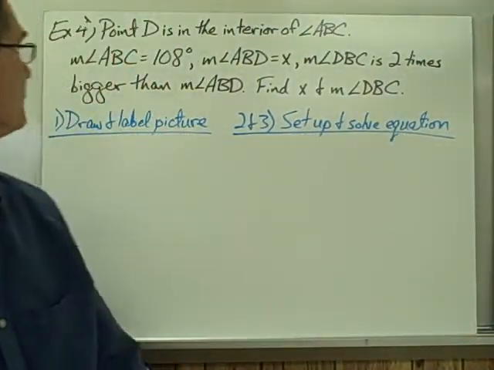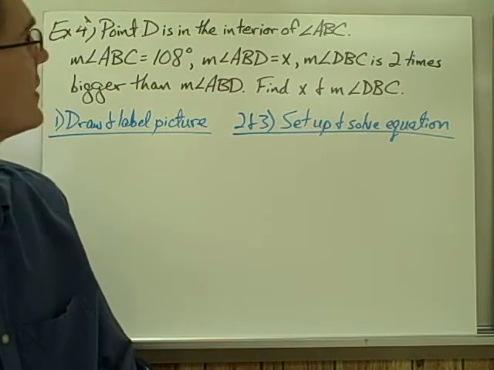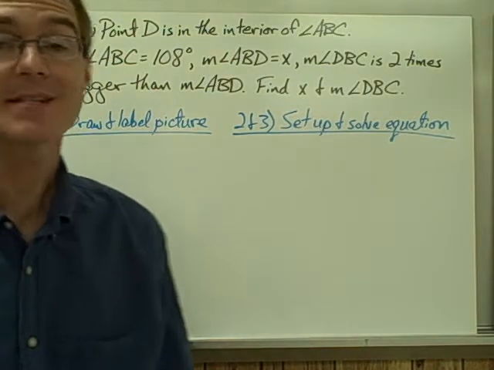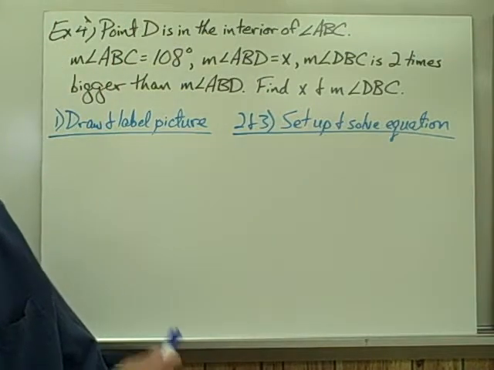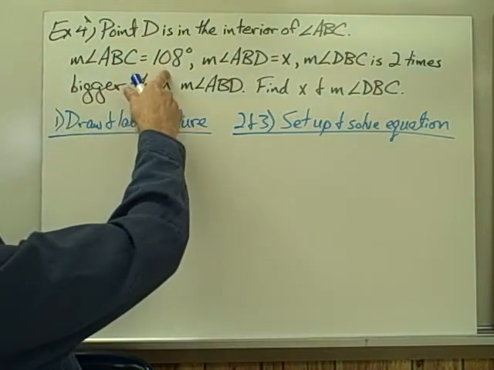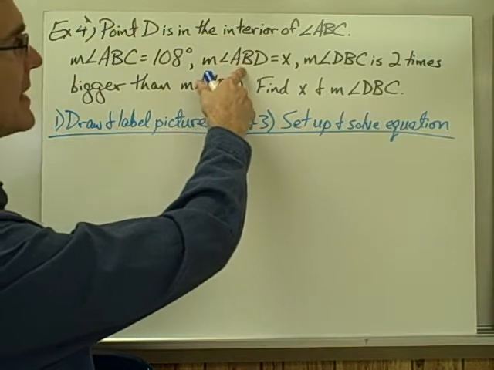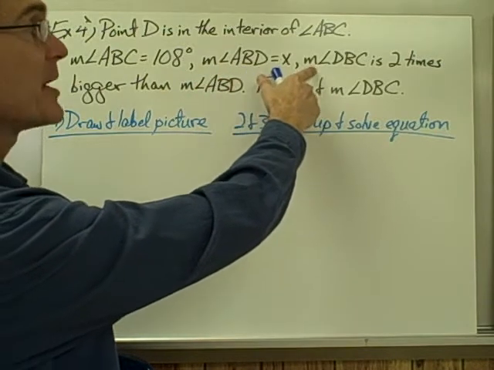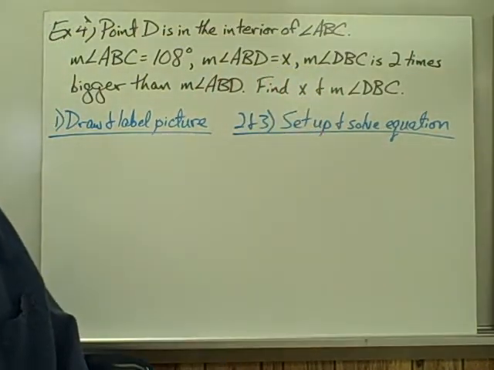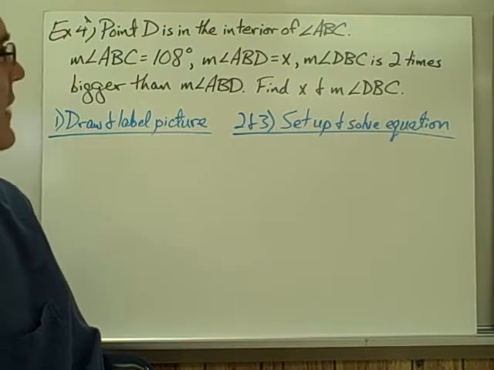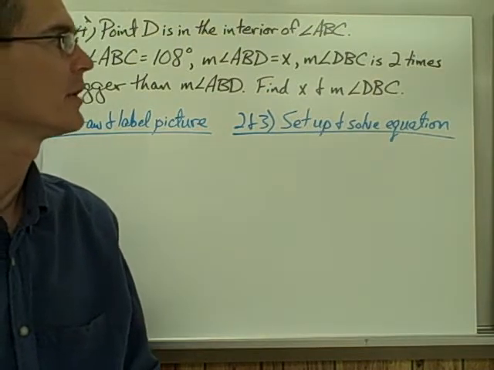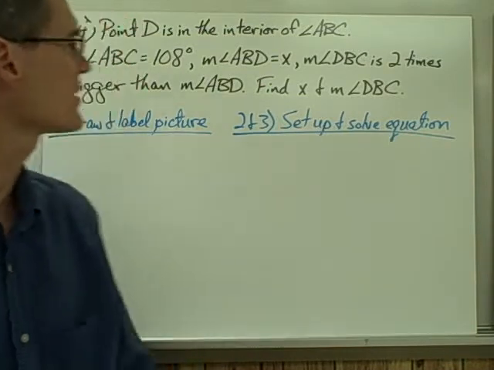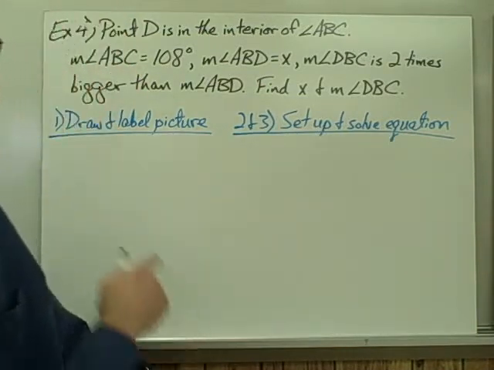Example number 4. Point D is in the interior of angle ABC, so right away I think I'm going to be using my angle addition postulate again. The measure of angle ABC is 108 degrees. The measure of angle ABD is x, and the measure of angle DBC is 2 times bigger than the measure of angle ABD. Find x and the measure of angle DBC. All right, well this one sounds a little more complicated. Let's see if we can break it down.